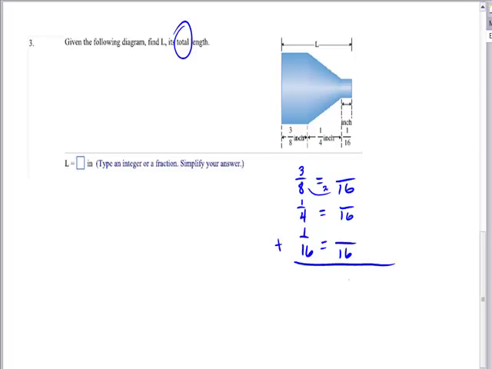8 goes into 16 2 times. 2 times 3 is 6. 4 goes in there 4 times. 4 times 1 is 4. No change, so no change. That gives me 10/16 plus... that gives me 11/16. And this would be in inches. That would be the entire total.